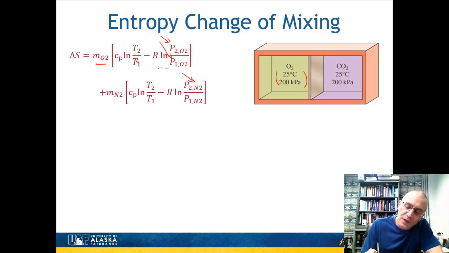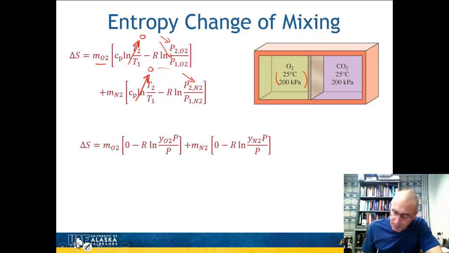Now T2 over T1 is the same, so that term right there is going to be 0, and this term right there is going to be 0. So this simplifies down a little bit. Assuming this is an ideal mixture, the final partial pressure is just the mole fraction at the end times the total pressure, and those total pressures are going to cancel in each of those terms.